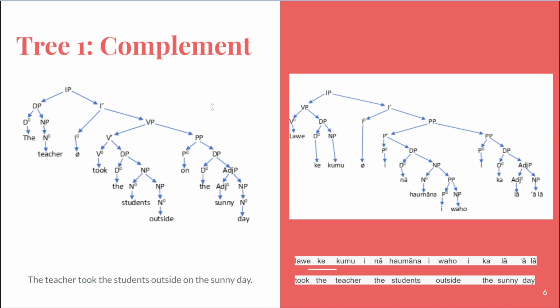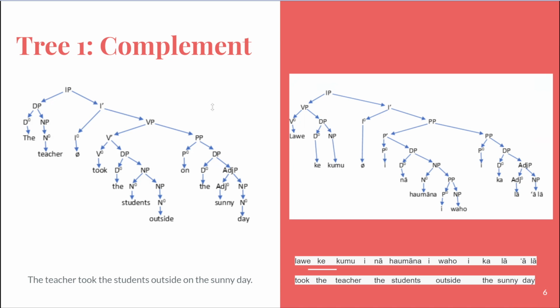And then for the syntactic operation, as a head movement, the head PP on the sunny day can be moved to the front of the head DP. So the sentence would read, on the sunny day, the teacher took the students outside.